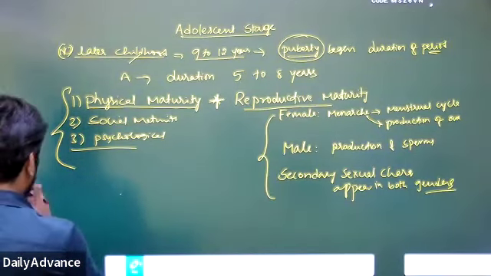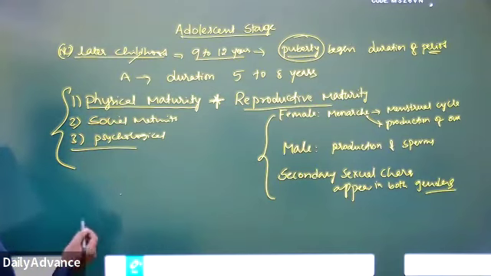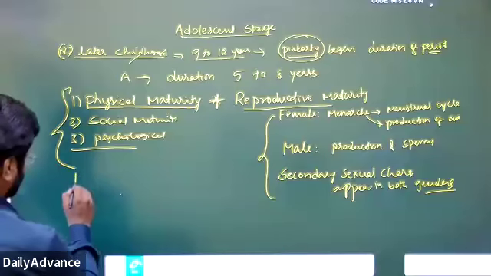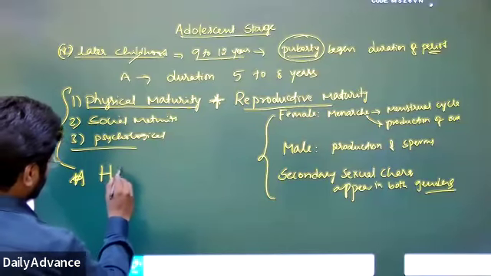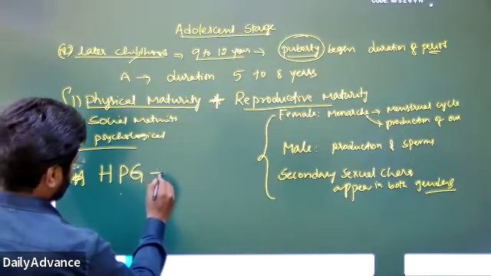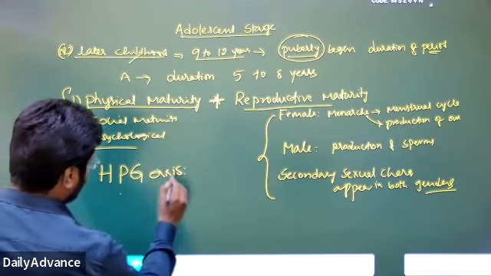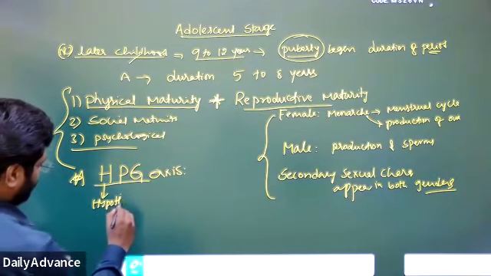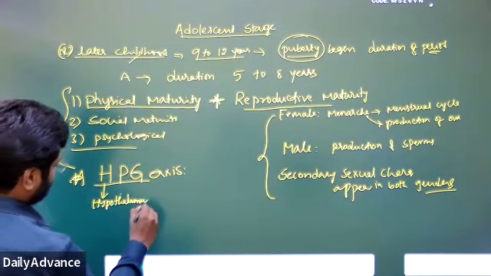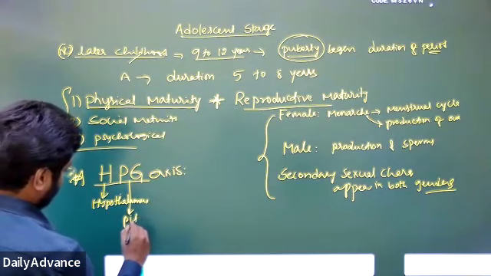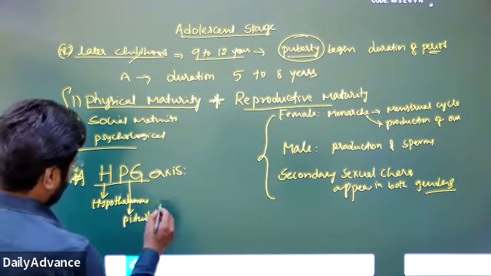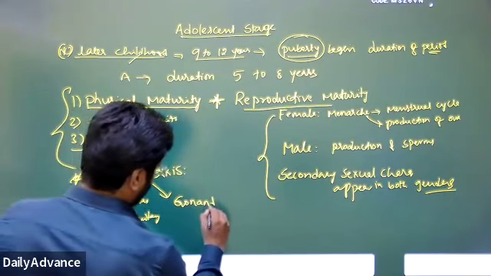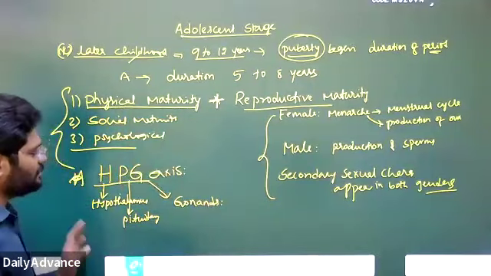Generally, what are the responsible biological phenomena if we observe? The HPG axis. You are already familiar with the HPG axis: hypothalamus, pituitary and gonads. Gonads means ovaries in female and testes in male.